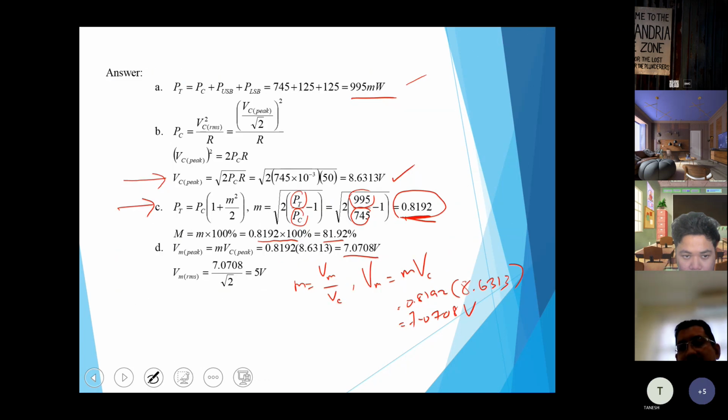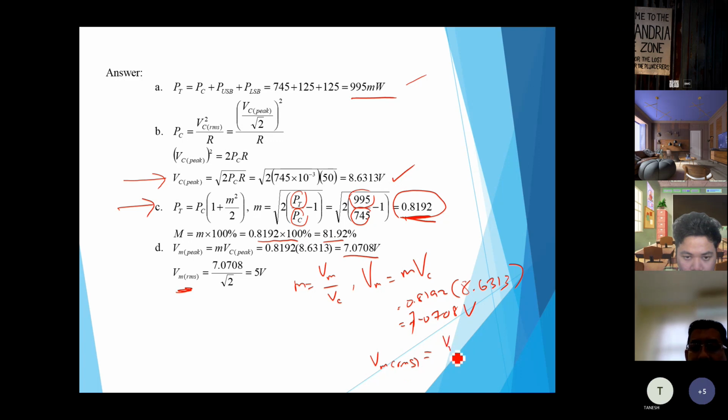Okay, so dia tak tanya dalam RMS. Tetapi solution ni dia teruskan sehingga RMS. So don't worry, yang you dapat ini adalah dalam sebutan peak amplitude. If you want to find VM in RMS, okay. Soalan tak tanya tapi dia teruskan.